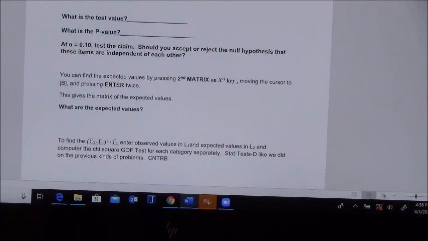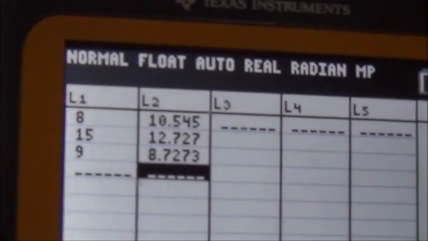So 10.545, 12.727, and 8.7273. Once I have those values in my list, I can go ahead and do my goodness of fit test.